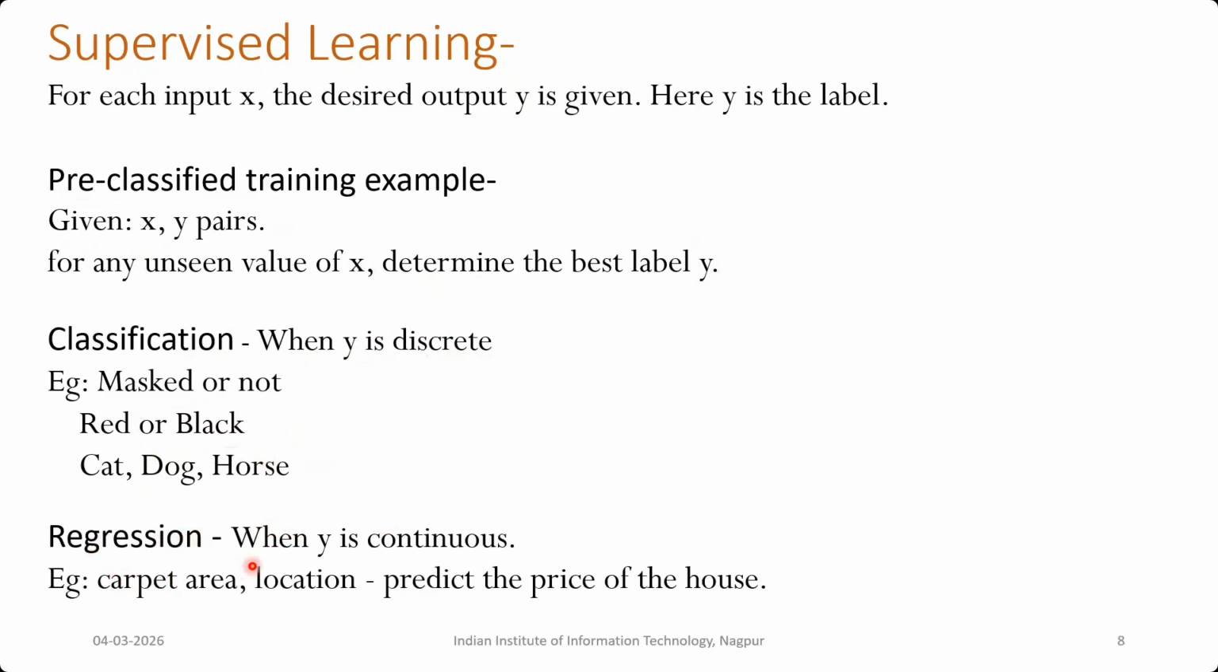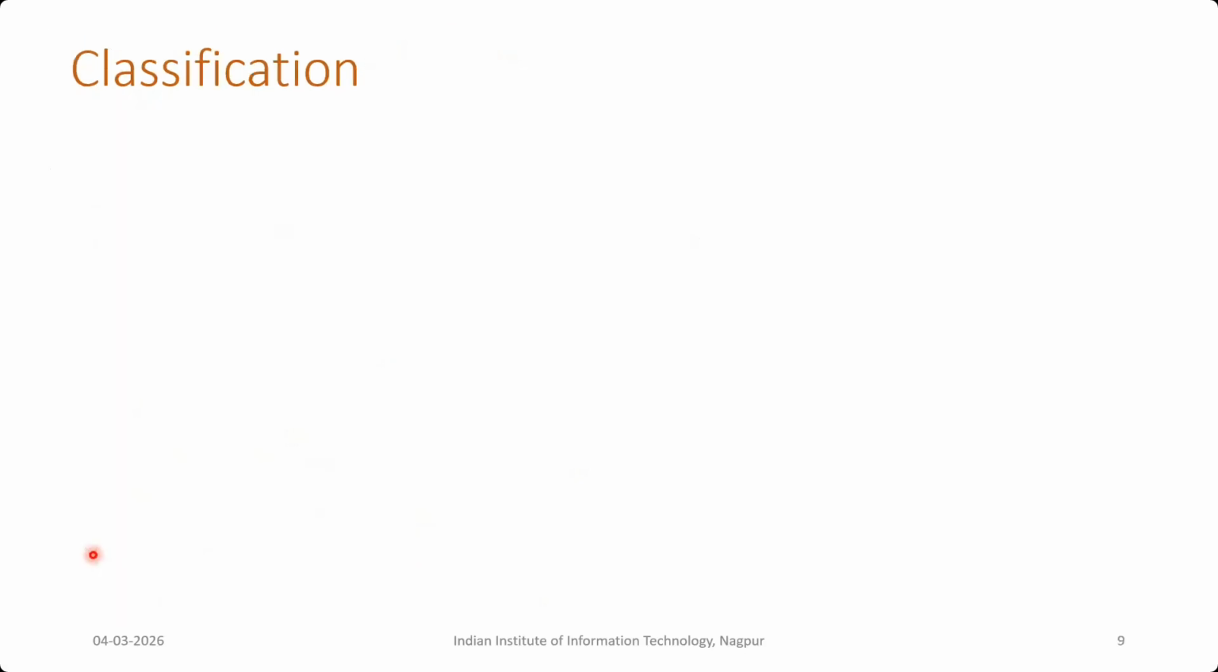The examples can be the carpet area of the house, that is the size of the house, or the price of the house depending on the location. Here, based on the size and location, we can predict the price of the house. The price of the house would be a label in this case and would be a continuous value. So in this case, we need to apply regression analysis.